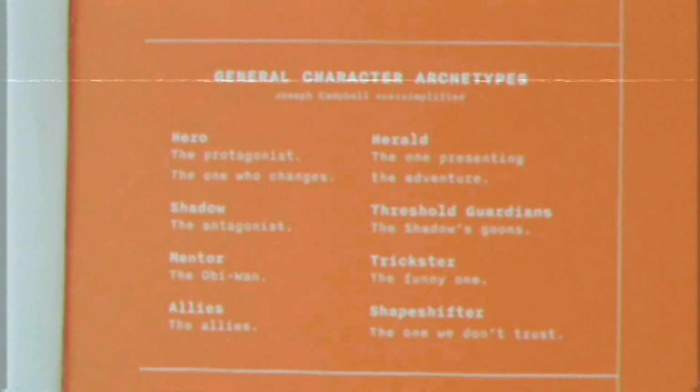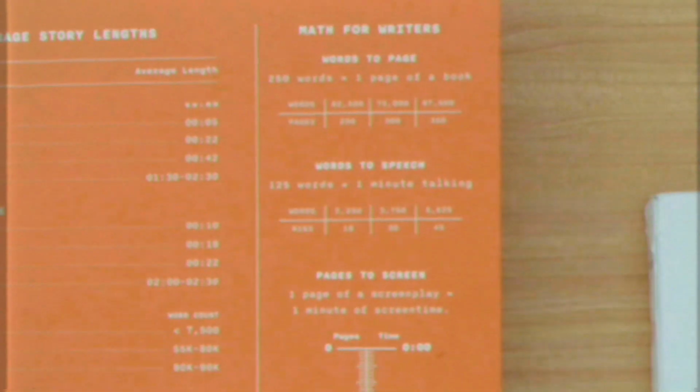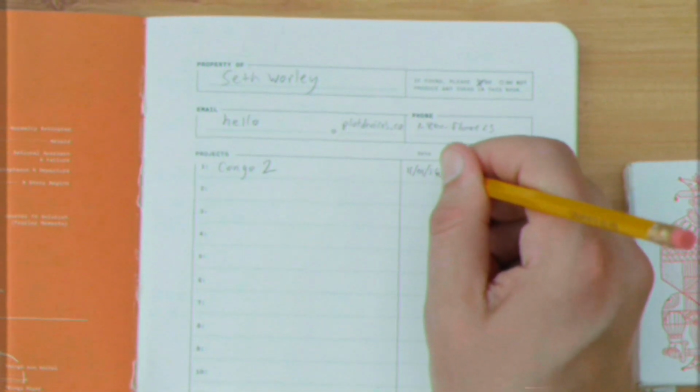In the back, you'll find a list of average story lengths and run times organized by medium, as well as a list of general character archetypes found in most stories and literary essays about Star Wars. And lastly, there's this surprisingly handy section devoted to the math that writers often find themselves having to think about. Stuff like word counts and page-to-minute time conversion, nerd stuff. I wouldn't know.